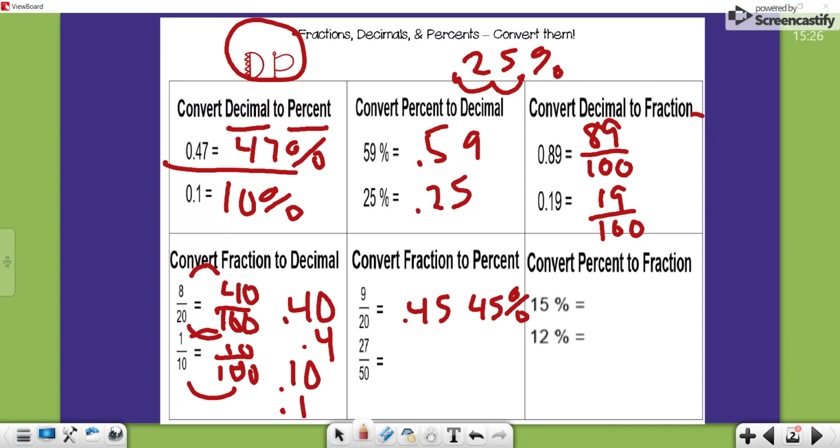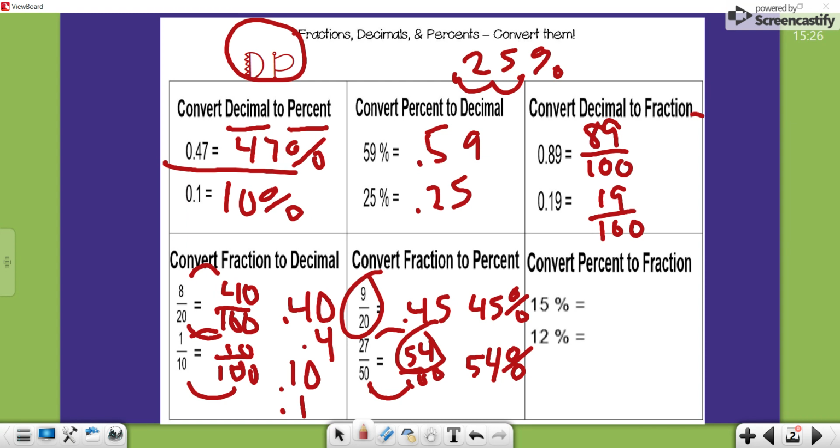All right, let's do this one a little bit differently. This had friendly numbers, but I wanted to remind you about Tybo. 50 times 2 would be 100. 27 times 2 would be 54. 54/100 can be written as a percent. Any number over 100 is that percent. 54/100 is 54%.